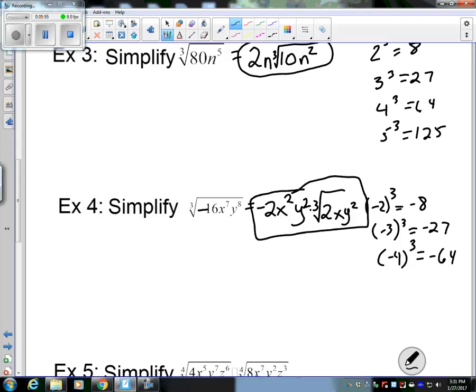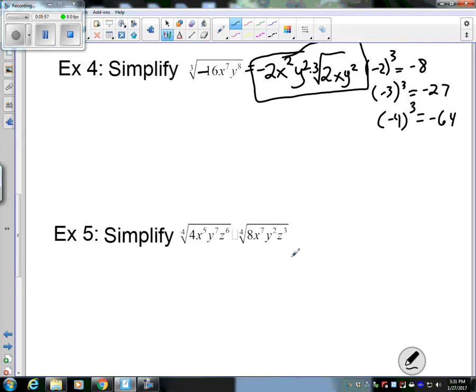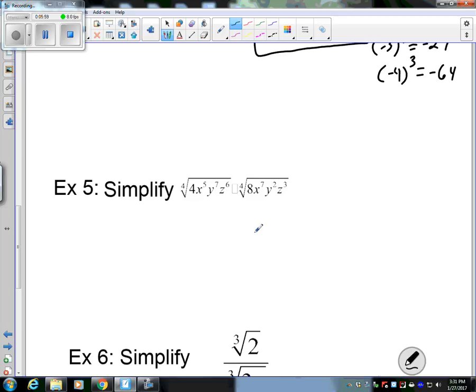That's the simplified form. Alright, with multiplication. So there's multiplication between these two. To multiply, you have to have the same radical. Other than that, you can multiply. So if you have the same radical, you can multiply. So all you do, it's a 4th root, so it stays the 4th root. And so we have 4 times 8, 32.